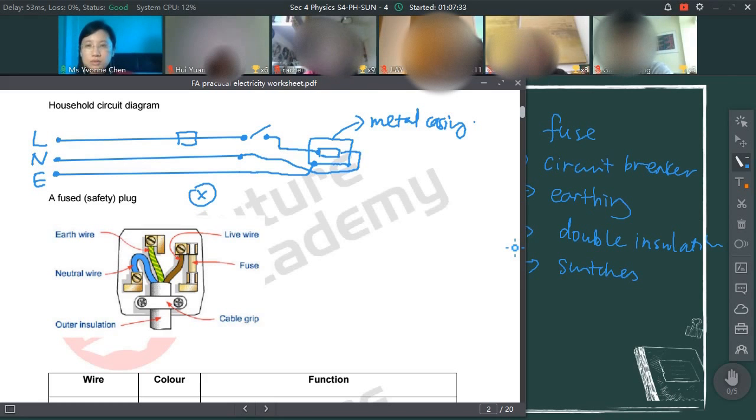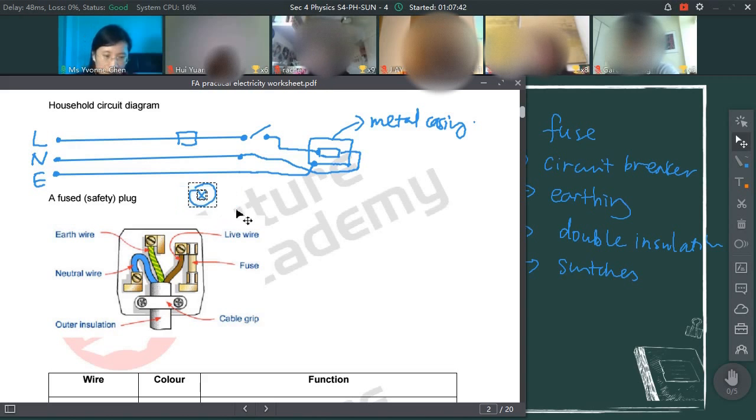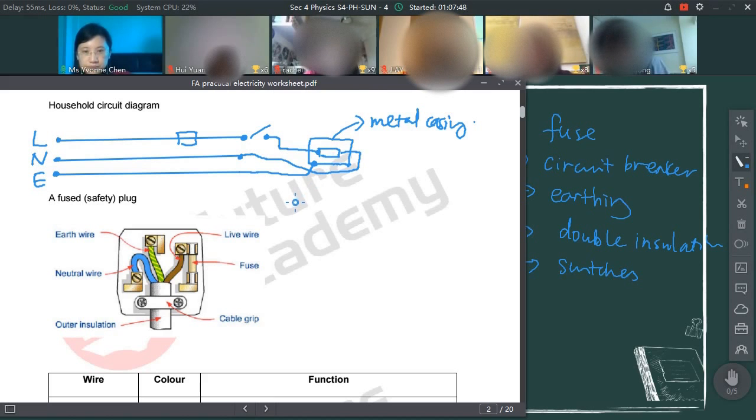What about the bulb? It might not be so easy. Is it connected in parallel or connected in series? Is the heating element connected in parallel or in series with the bulb? It should be connected in parallel, because when I want to switch on the light, I don't want to switch on the metal case, the heating element, at the same time.